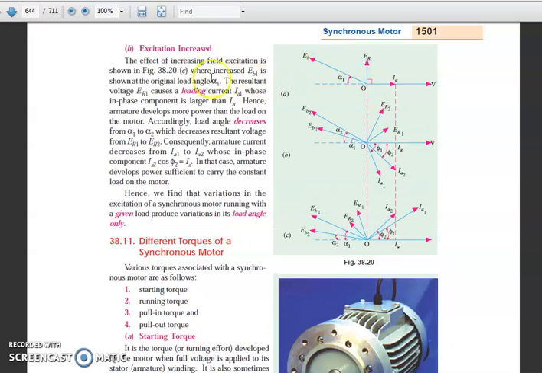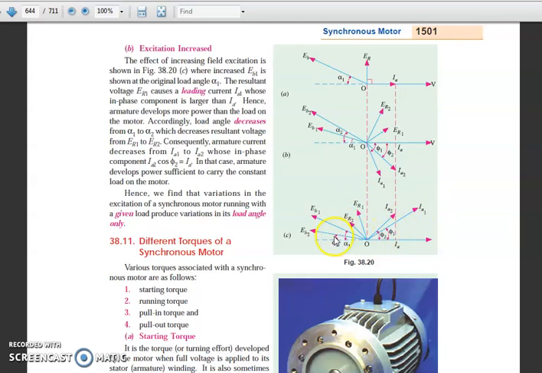And now third case we called excitation. If we increase the excitation, this figure we will see in this one. Okay. The effect of increased field excitation is shown in the figure C, where increased EB1 is shown, original load angle alpha 1. That means this one, alpha 1, EB1. This is nothing but increased EB1. Okay. The resultant voltage ER1 causes a leading current IA1, okay, whose in phase component is larger than IA.